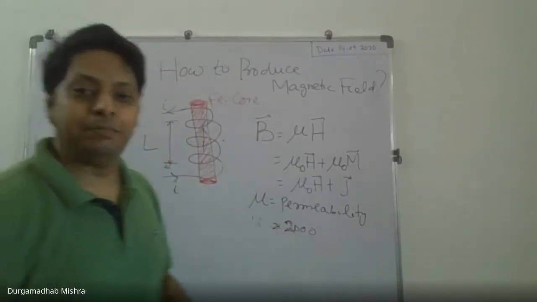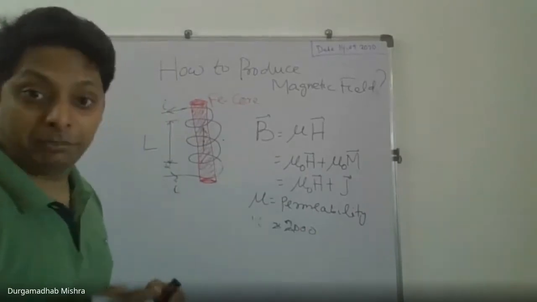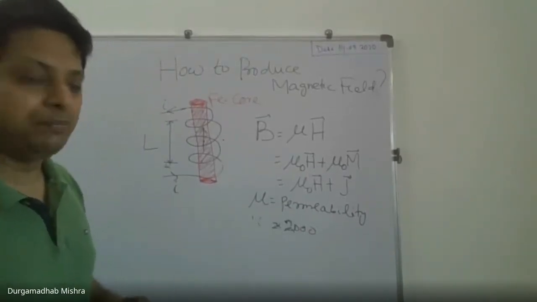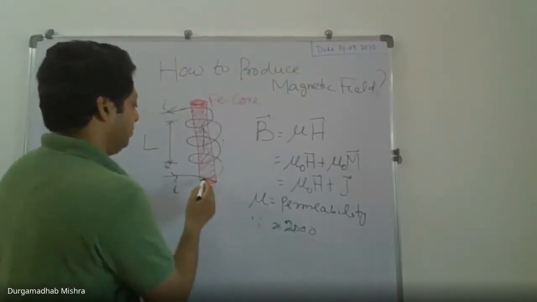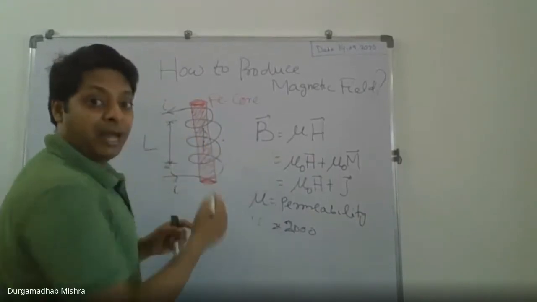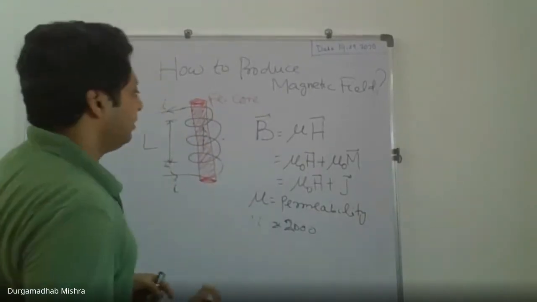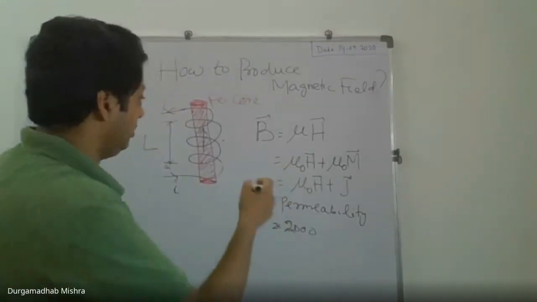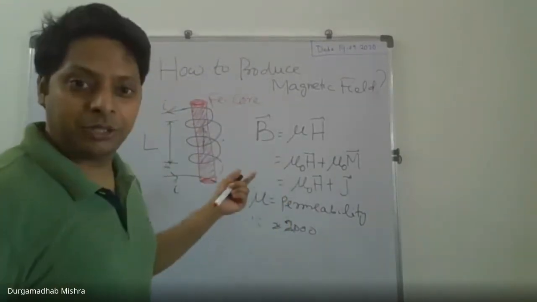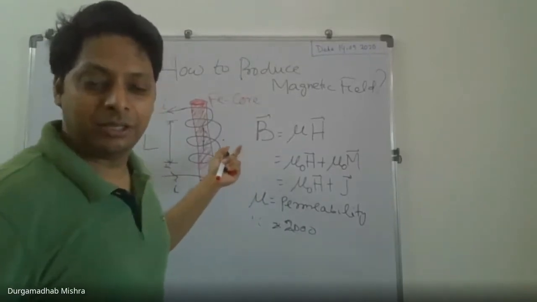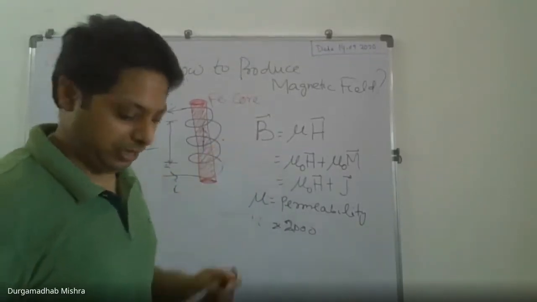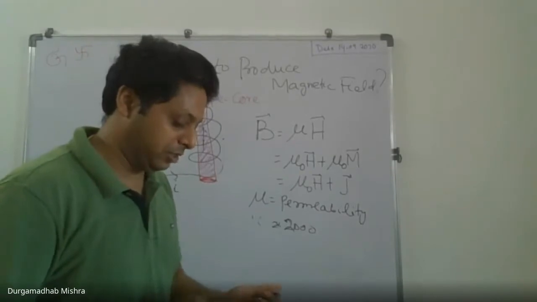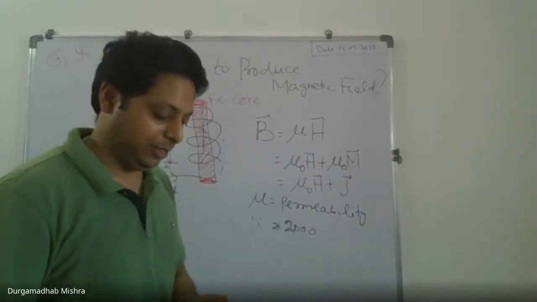So if I take a material with high permeability, then with the same current and same coil setup, I can produce more field, which I can use for any application. This is very similar to your electromagnet, right? This is the basic principle of an electromagnet. You will use this to produce magnetic field in an electromagnet.